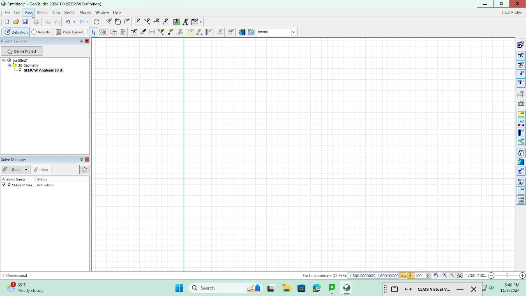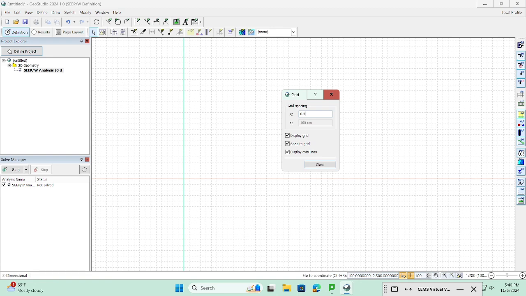Close that and then go to Grid. This is in View. Go to View, Grid, and for the X spacing change that to the value that you want. I would say the best value here would be 0.5 centimeter.